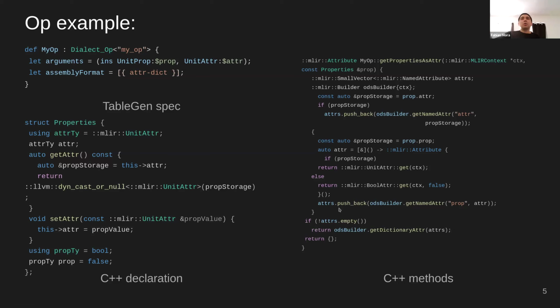Now, when you generate this, TableGen is also going to generate a bunch of methods. In this case, probably the method that we care more about for this discussion is get properties as attribute. There's also a similar set properties from attribute.